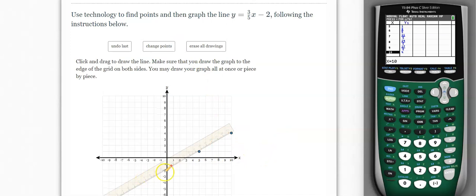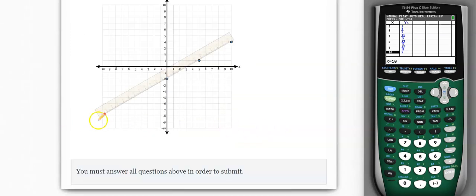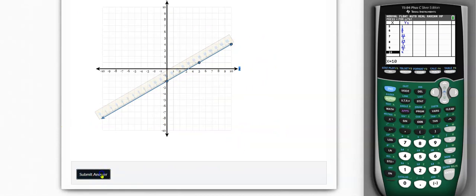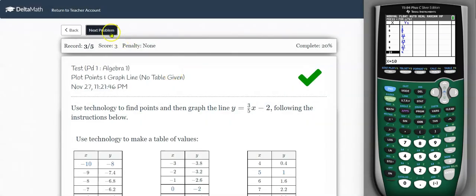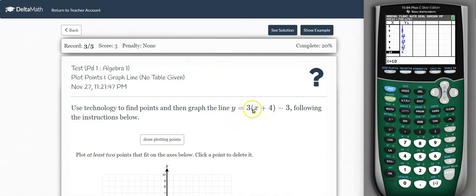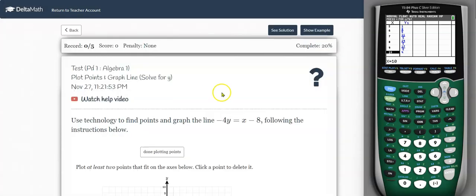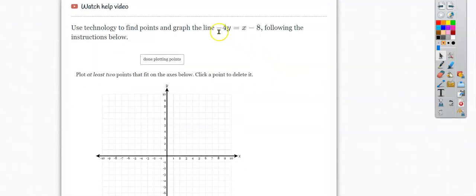Done plotting points. Yep, my ruler is nice and straight. I'm going to go all the way from the edge to the other edge. All right, I don't think it gets any harder than this, maybe a little bit longer, but not more complicated. So let's try plotting it when it's not in y equals form, right? So I cannot graph this by plotting points or creating a table unless my equation is solved for y, right? Unless it's in isolated form.